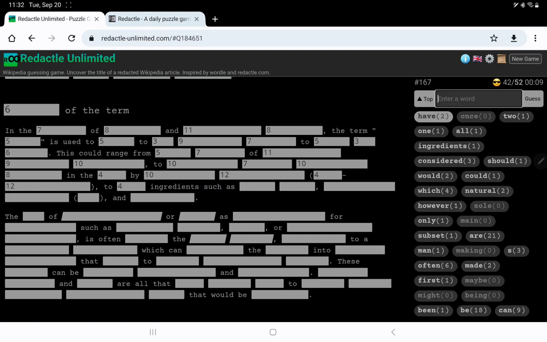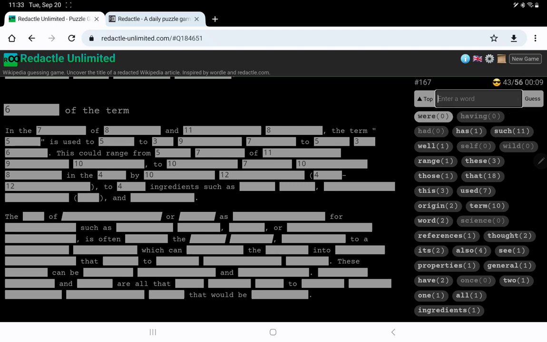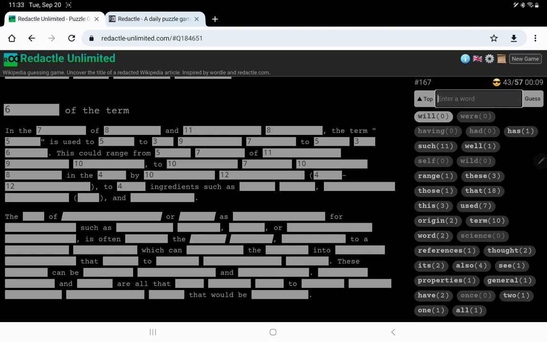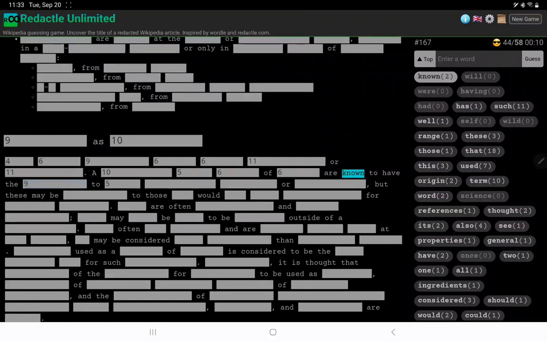Which of the have words have I done? Have, has, had, having. Did I do were? No. Was is not redacted yet. Will? No. Let's do known. 2 knowns. 9 as 10. Are known to have the ability, propensity. Let's try propensity. No, it's 10 letters.